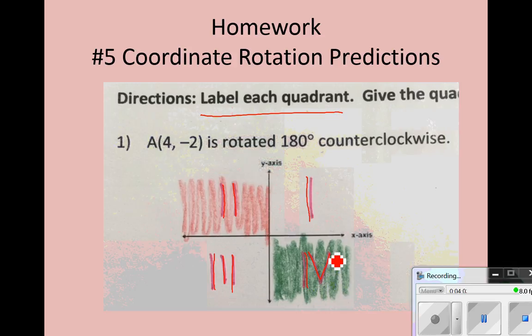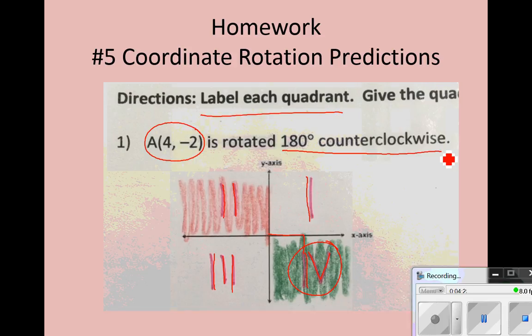So if you look, this is the image we're starting with. If I plot 4, -2, I would go this way and then down. That's why I shaded the 4th quadrant green, because that's where I'm going to begin from. And then it says 180 degrees counterclockwise. If I look at my graphic organizer, I know that 180 degrees counterclockwise is 2 quadrants. And it's the same thing for clockwise for that matter.